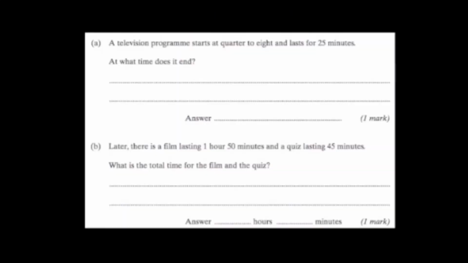So let's have a look at some examples. A television program starts at 7:45. It'll last for 25 minutes. To get to the next hour, which would be 8 o'clock, we would add 15 minutes, because 7:45, then another 10 minutes would be 5 to, and another 5 minutes would be 8 o'clock. So it would take 15 minutes to get to the next hour. And altogether the program lasts for 25 minutes, so there's another 10 minutes to go. So the time would be 8:10.